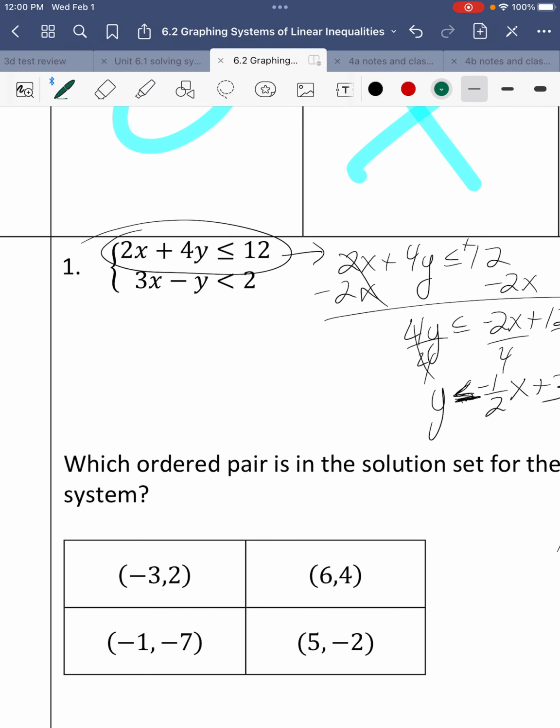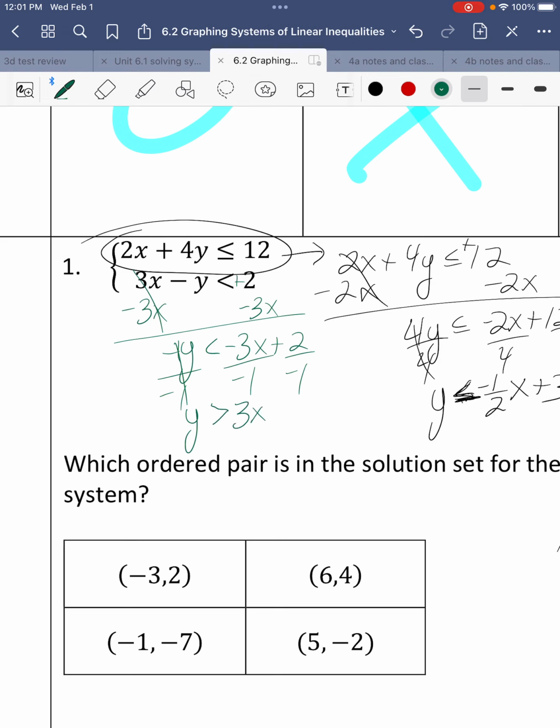So the bottom one, I'm going to have to subtract 3x. We have a -y that comes down. -3x, that 2 is positive, so plus 2. We have -1. Divide all terms by -1. When you're dividing by a negative or multiplying, you gotta switch the inequality. Negative divided by negative is a positive. 2 divided by -1 is -2.